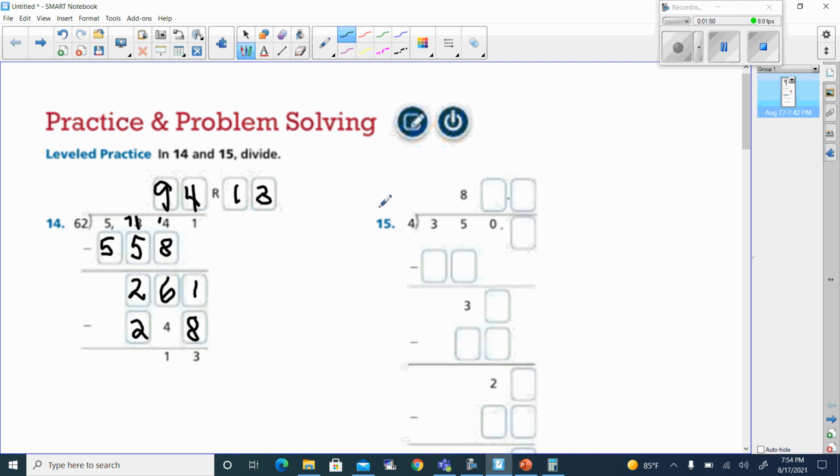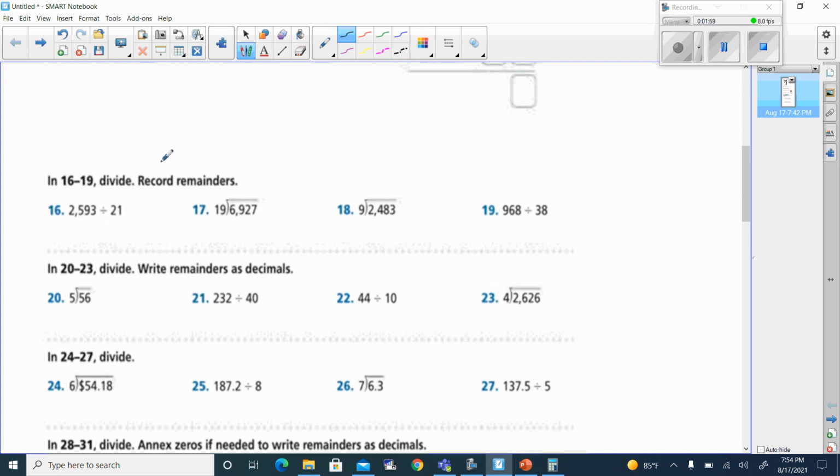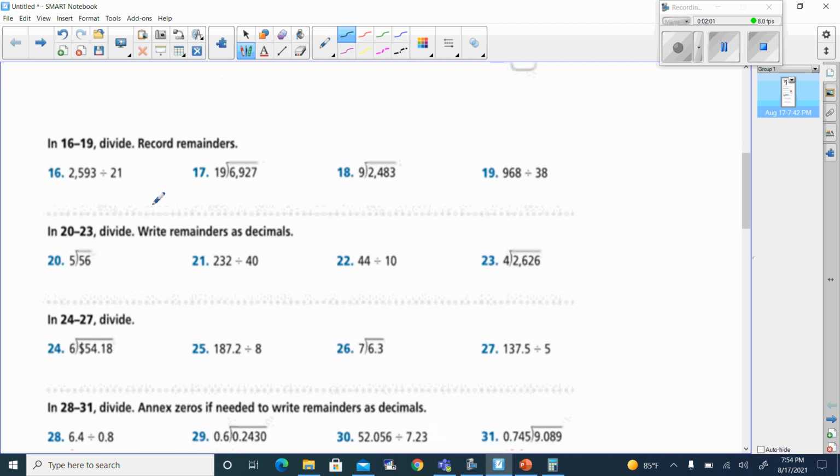Let you go ahead and work number 15. Remember, though, when dealing with the decimal, it has to follow its place up. Okay? All right, number 16. Divide and record the remainder. Oh, boy. Okay.